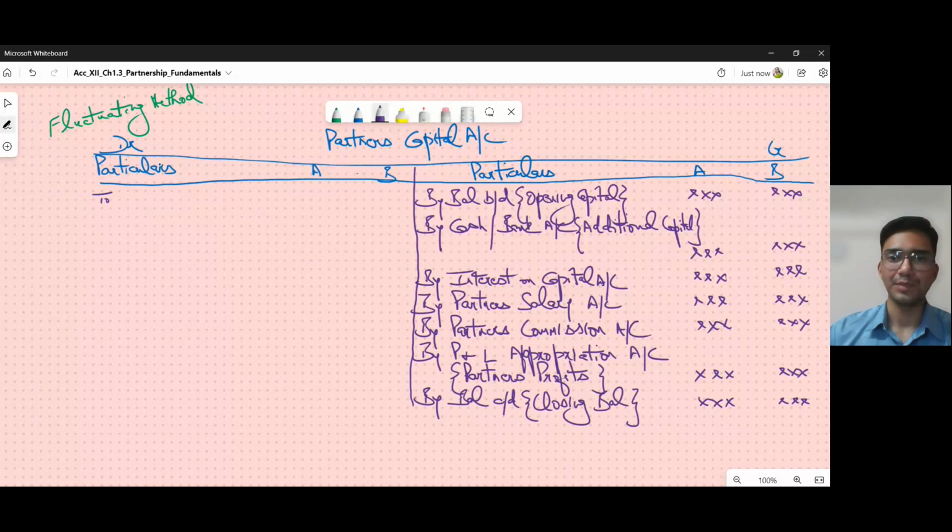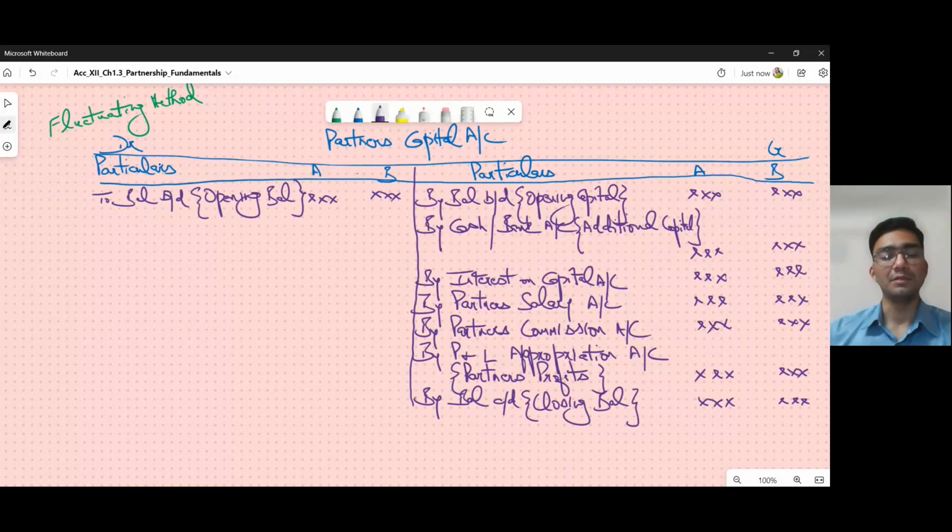So the first item will be to balance brought down. Okay, opening balance. As I said, this account can also have a debit balance as well as a credit balance. So if this has a debit balance, you will write that on the debit side. The next item, as we had written some time back, is to cash account or bank account.